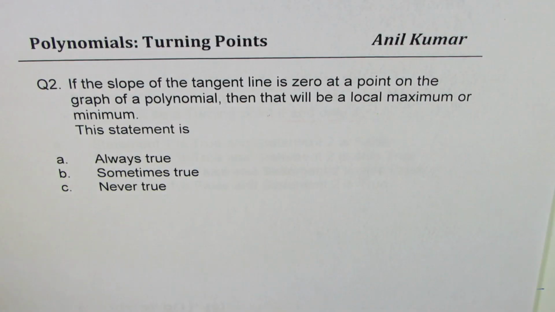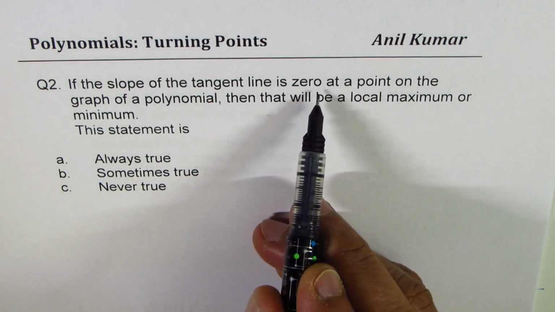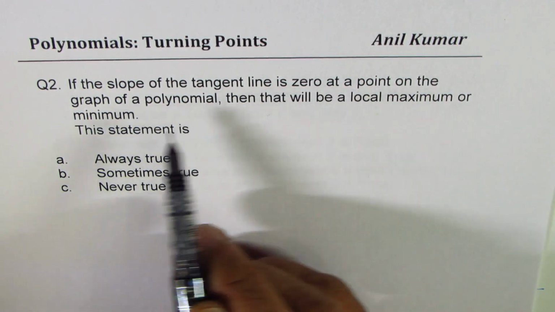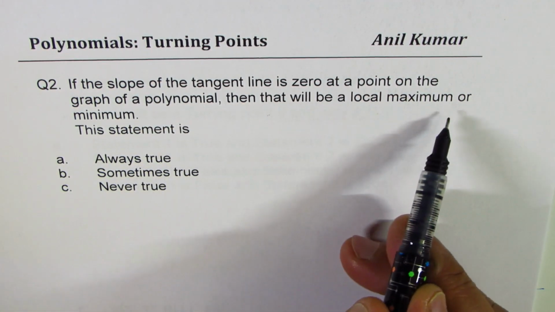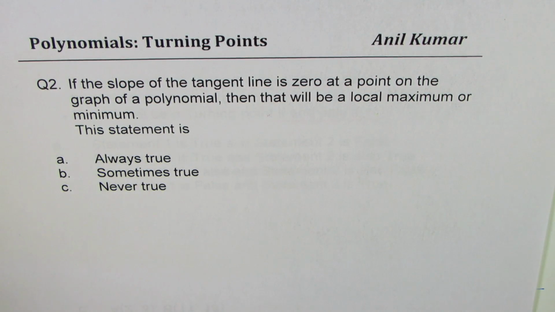Question number 2 is, if the slope of the tangent line is 0 at a point on the graph of a polynomial, then that will be a local maximum or local minimum.